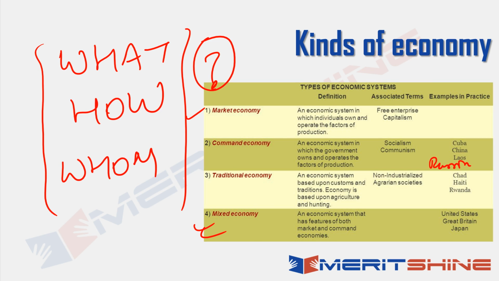So we have just seen the 4 kinds of economy. Market: no intervention, generally not true, it's an ideal scenario. Command economy, like China, where the government decides what has to be done in the economy. Traditional is still an agrarian economy, based on hunting and agriculture, not much of any use. Mixed economy is what we see these days. Most of the economies are mixed. A part of it government intervenes, a part of it is free for people to operate.